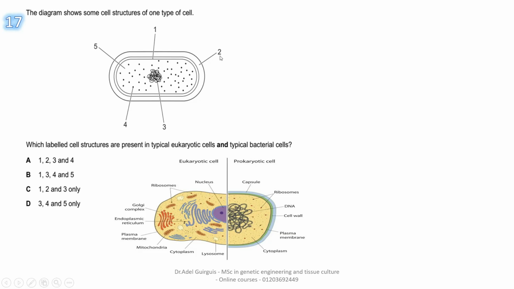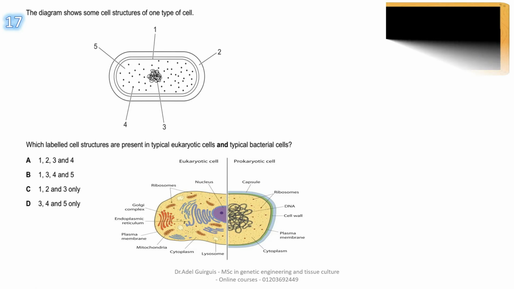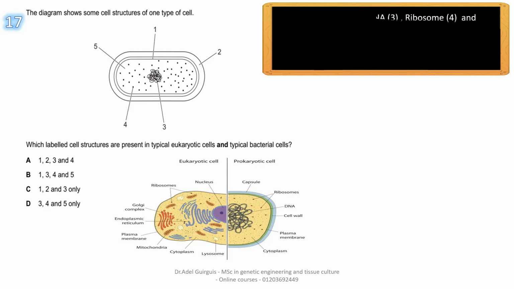Not sharing common features. What about DNA? Circular DNA or linear DNA? DNA is found in both eukaryotic cells and typical bacterial cells. Cytoplasm in both, ribosomes in both. So with the numbering, cell membrane number 1, DNA number 3, ribosome number 4, and cytoplasm number 5 are all common structures of all living cells.